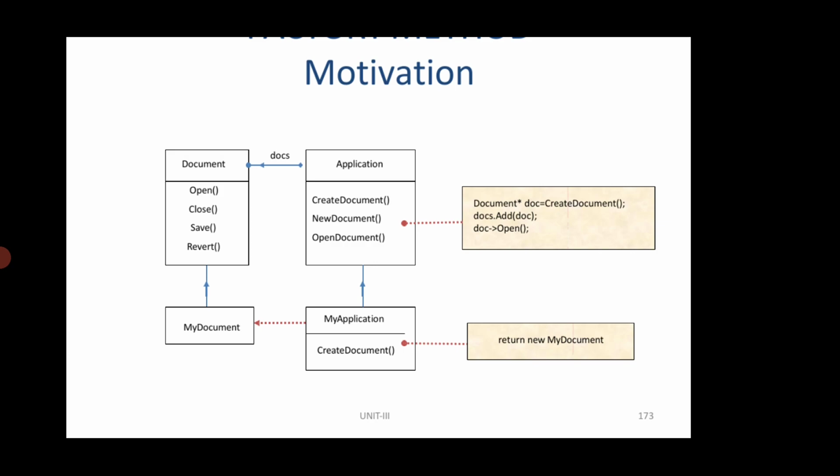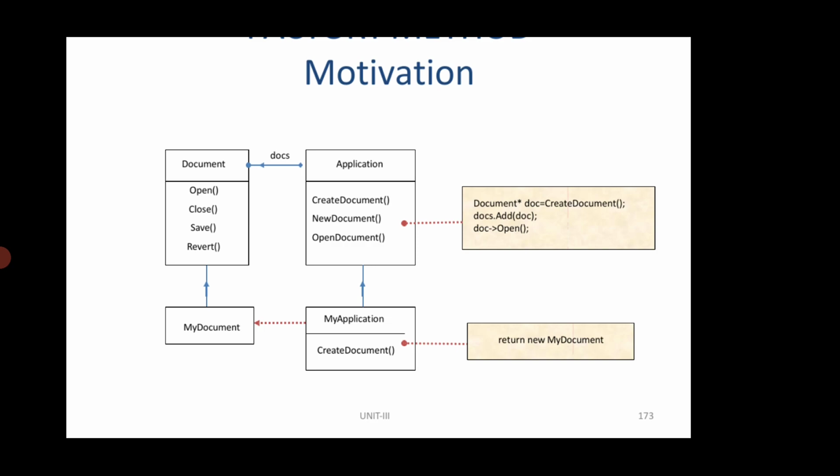And coming to the application, whatever you need to create as a document, we want to create some new document, and let us open that document that will be inherited. It will contain my application, one more subclass, my application. Then we need to create some document, and what it returns is a new my document.